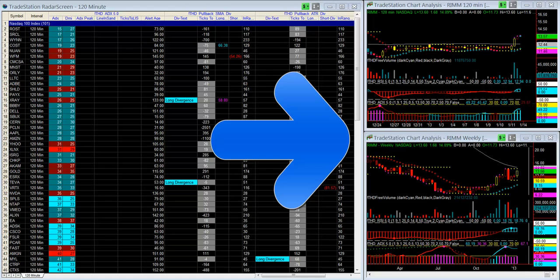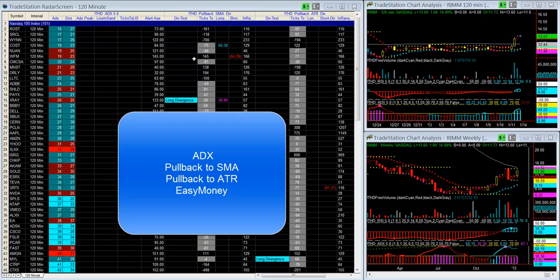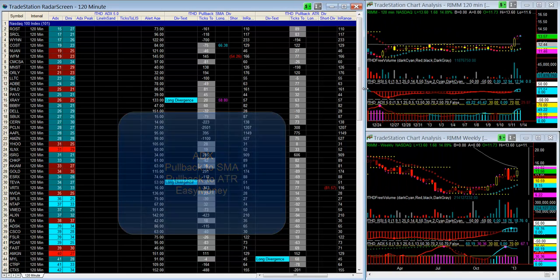In this video I'm going to show you how to do a very quick scan using the THD tools for RadarScreen in TradeStation. They are also available for MultiCharts and NinjaTrader, although we do not have the divergence indicators for NinjaTrader. Now, as you can see, I've got a 120-minute chart on top and a weekly chart on the bottom. I also have a RadarScreen on my left-hand side where I have the THD ADX, the THD pullback to the SMA, the THD pullback to the ATR, and I also have Easy Money, which I will show you later.